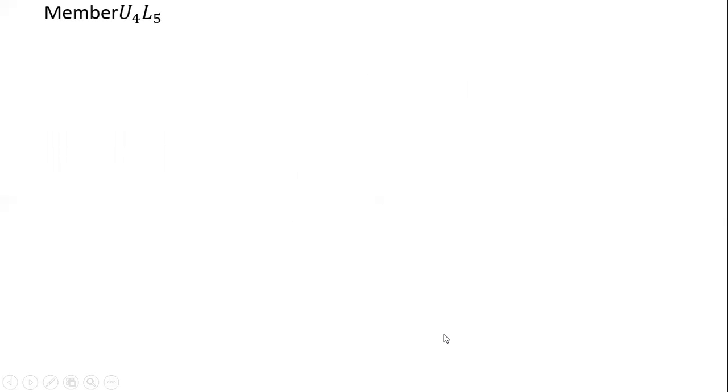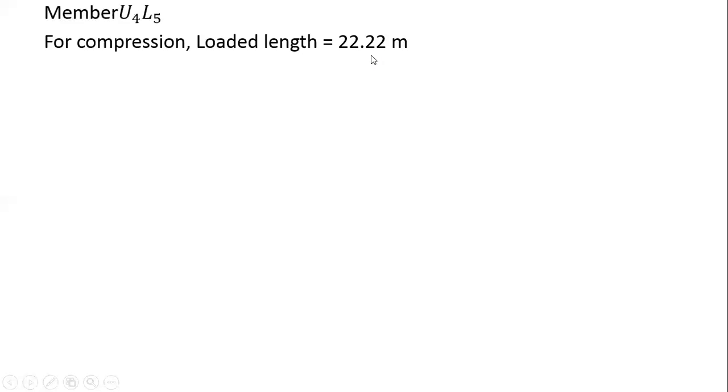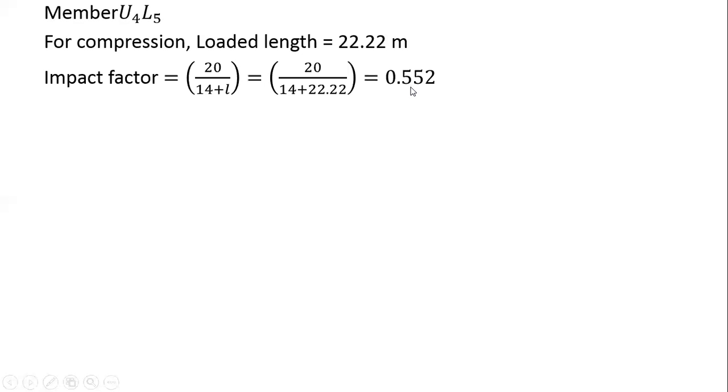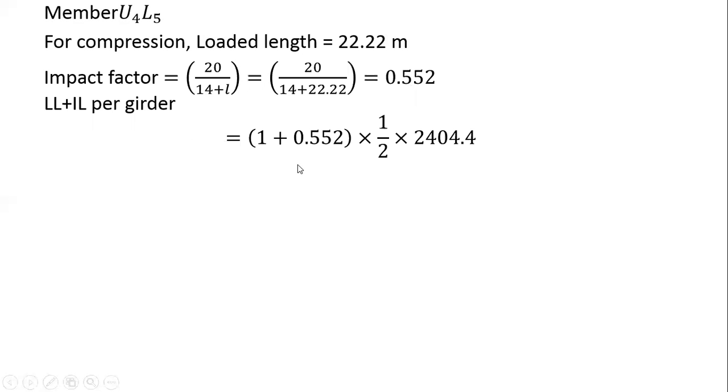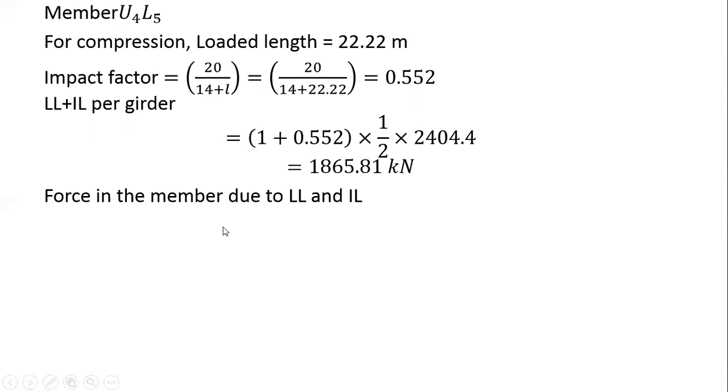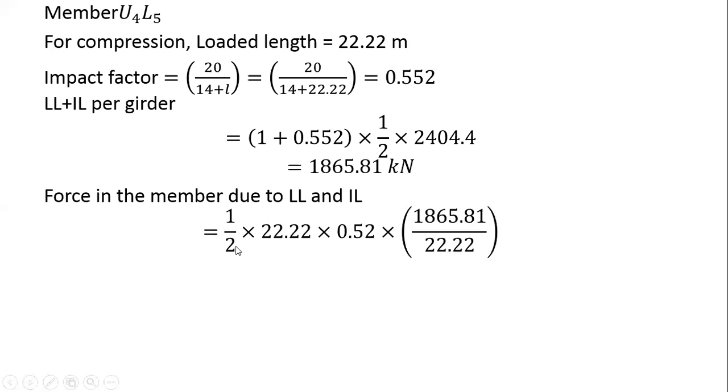Next is member U4L5, that is your inclined member. Again, in this member, the first one is compression. The loaded length is this much. I have to calculate the impact factor, then the per girder load. So 1 plus impact factor, half because there are 2 girders. So this is my load. Then the force in the member due to live load and impact load, as in the previous slides: half base, height, and you have to convert into UDL. So this is my force.